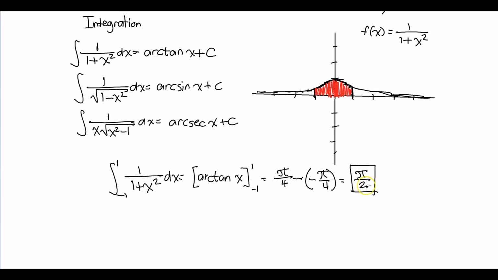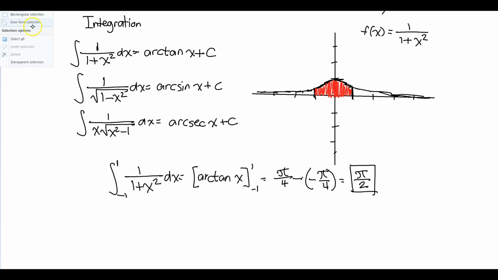And you get an answer of pi over 2. That is the area of this red region, which seems kind of surprising, because this function does not have any trig functions in it. However, the area results in a pi. That's just because of the integration rule. Now, usually the problems are not this easy.